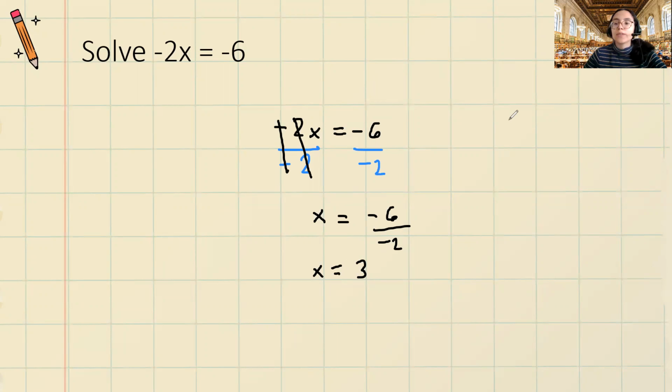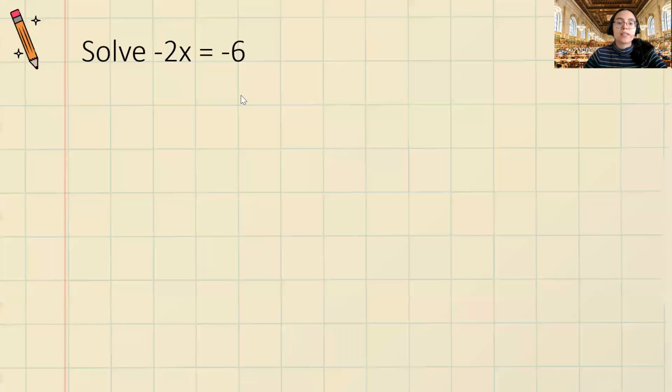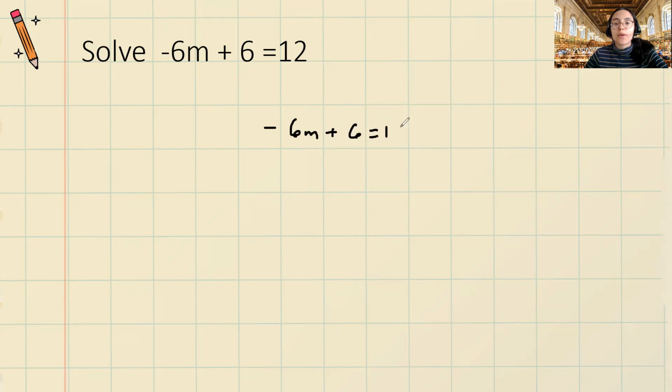Okay, let's go to an example that actually requires us to use what we learned in the last video. Here we have -6m plus 6 is equal to 12. So we remember, our approach is the same. We want m, our variable this time, to be by itself. This time, though, we have some addition. We have a +6 being added on top of this multiplication of -6.